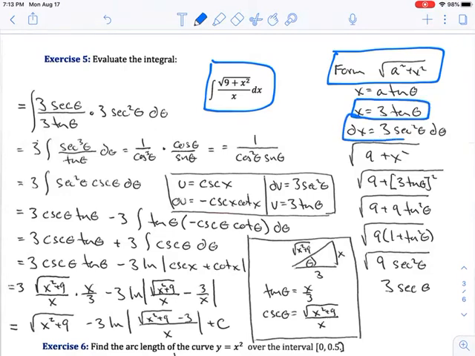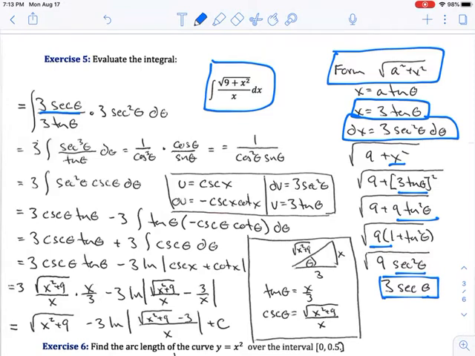I take the derivative of that. I get 3 secant squared theta. And now I go through and I do the substitution. So I take out the x, I put in 3 tangent theta, I square it, factor out the 9, change 1 plus tangent squared to secant squared, take the square root of the whole thing. Then I bring that all the way over here.